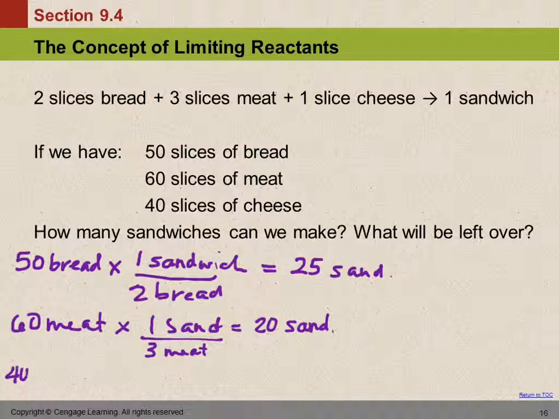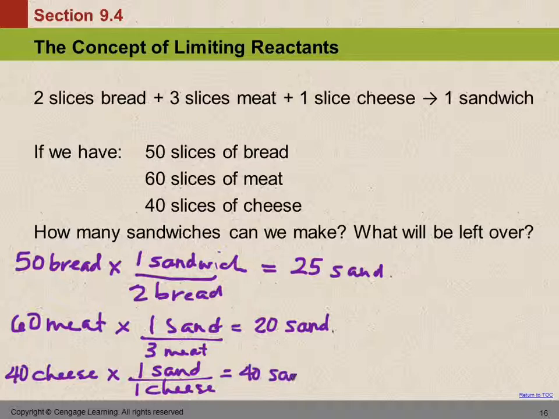40 pieces of cheese. Well, that's 1 to 1. We could make 40 sandwiches out of that much cheese, right? So the cheese is enough to make 40 sandwiches. The meat is enough to make 20. The bread is enough to make 25.